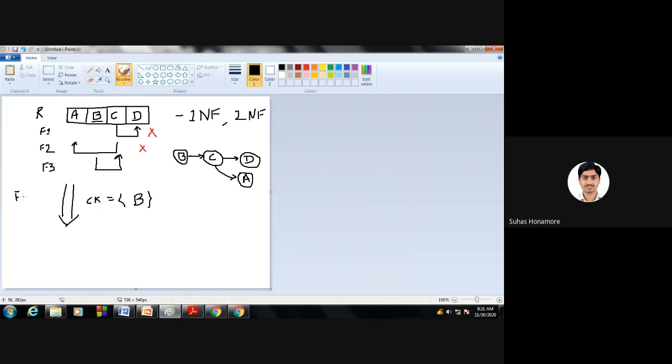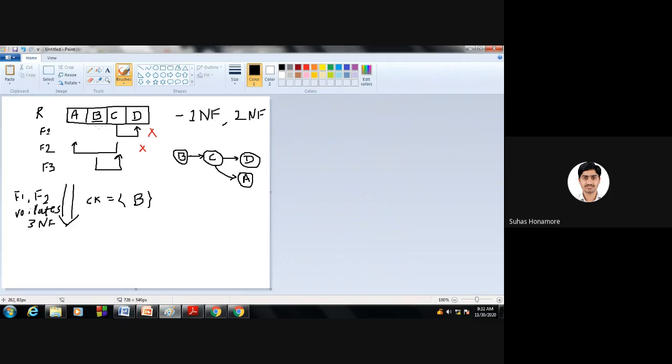Here I am writing F1 comma F2, which violate 3NF. And given that R is now in 2NF only, you have to derive it to 3NF. Deriving it to 3NF means whatever transitive dependency is there, you have to remove it.